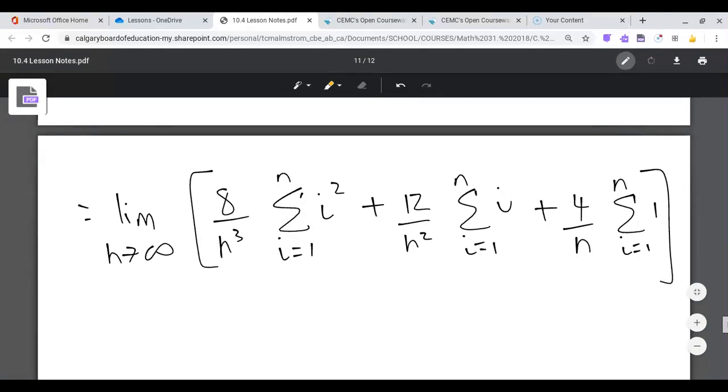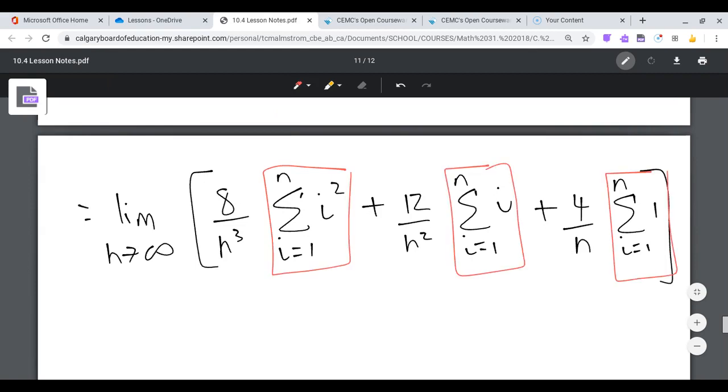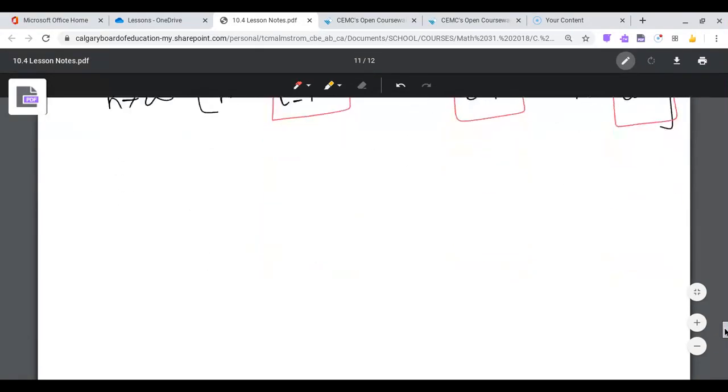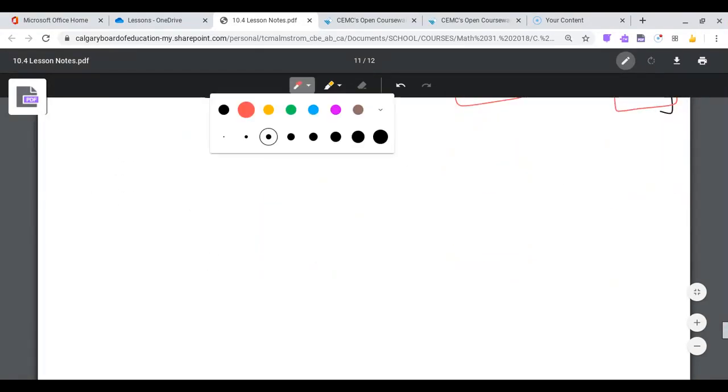And what I have done is created each individual sigma that I have formulas for on that front page. Okay, those are the 3 that I now can go to that front page, find those formulas. So the first one is your i squared. So what does that look like? That's the same as saying 1 squared plus 2 squared plus 3 squared all the way to n squared. Okay, so we're going to replace those.